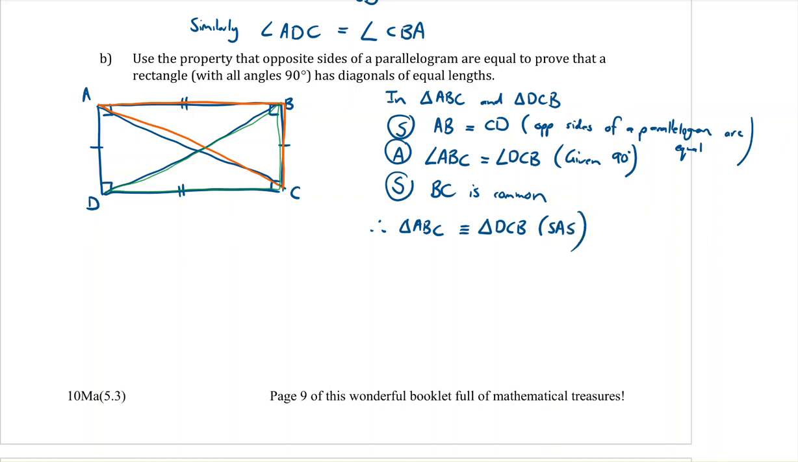Now that I know that those triangles are congruent in every way, I can now say, hence, AC, the first diagonal, is equal to DB, the second diagonal, because they are corresponding sides in congruent triangles. Remember that corresponding just means matching. Corresponding sides in congruent triangles. Okay, and I've therefore shown that the diagonals are equal.